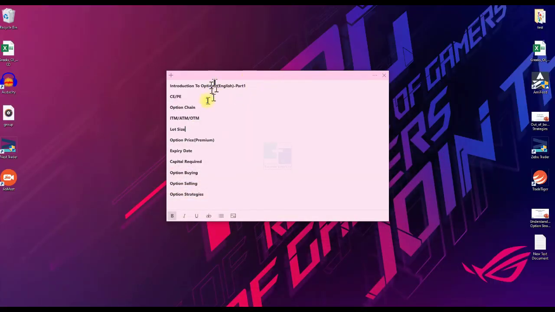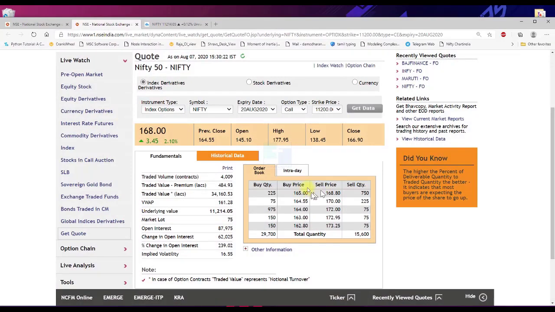So till now we have seen CE, PE, the option chain, lot size, option premium, what the option price is, and the expiry date, whether it's weekly or monthly, all those things. But we need to see what ITM, ATM and OTM are.